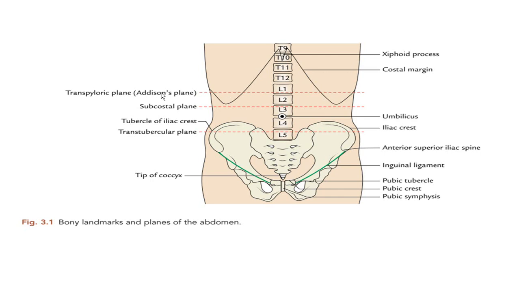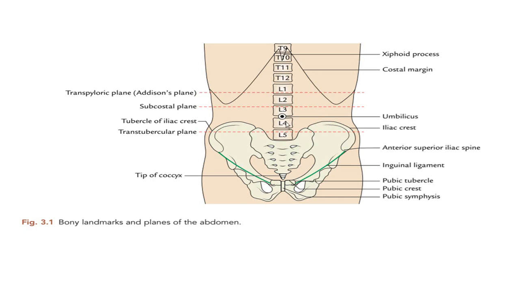Okay, thus we have the transpyloric plane between the jugular notch of the sternum and the symphysis pubis, and it lies at the first lumbar vertebra, as you can see in this picture.